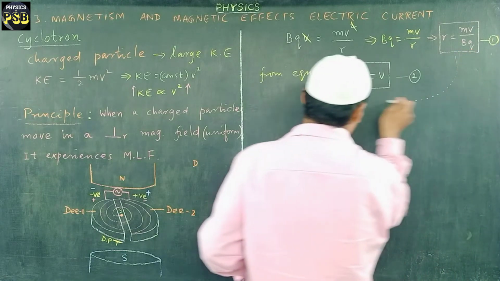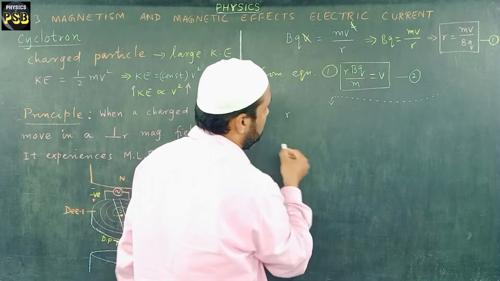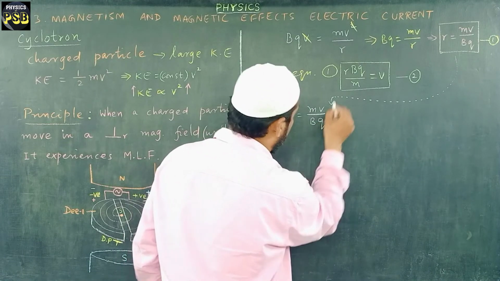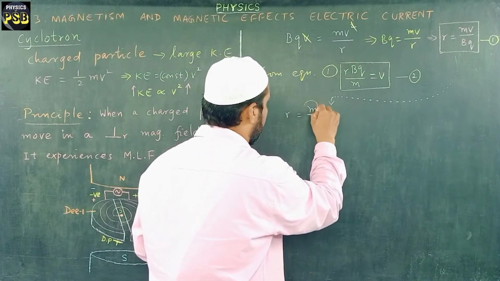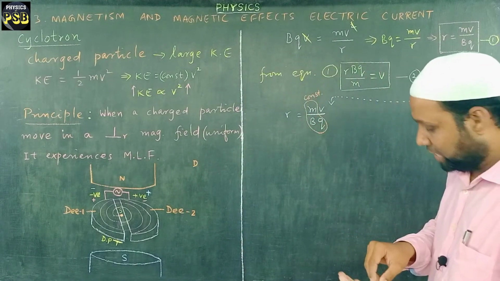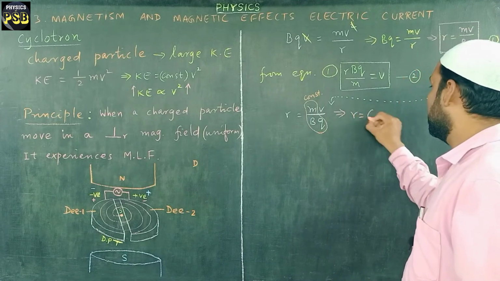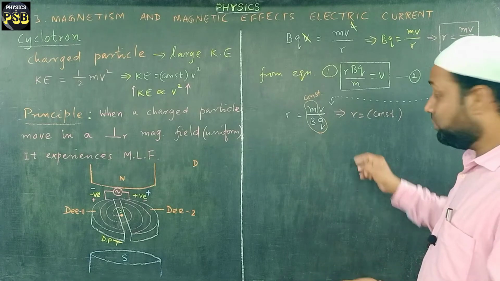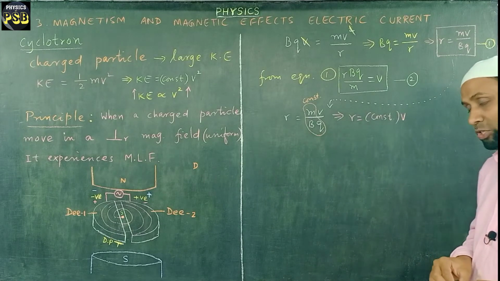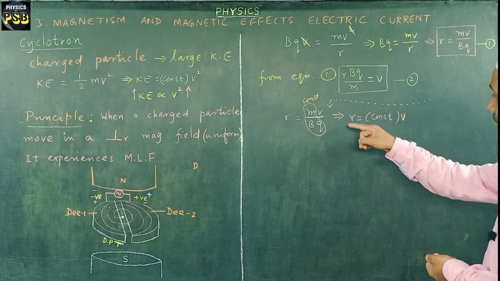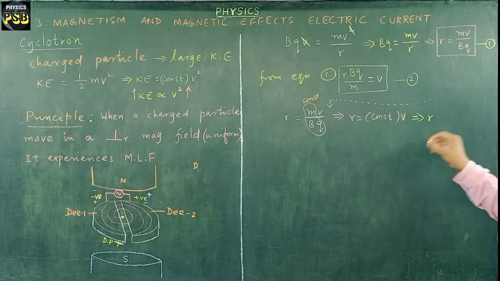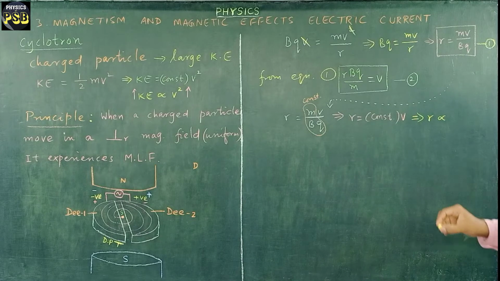So we can say from here, I write it as such for better understanding, mv upon BQ. Here m, B and Q are constant terms. So this equation can be written as r equals constant multiplied with v. We know when the equal to sign is combined with a constant, we get the proportionality. So this equation is written as r is directly proportional to v.